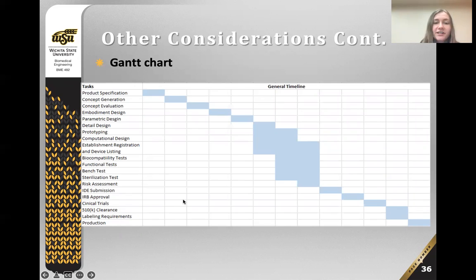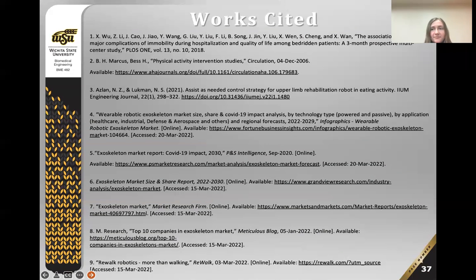The Gantt chart shown here describes the overall process from design to market, regarding considerations of the FDA pathway regulations. It starts at the basic task of product specification and then progresses through all FDA regulation compliance to reach the final production phase. And here are our references.